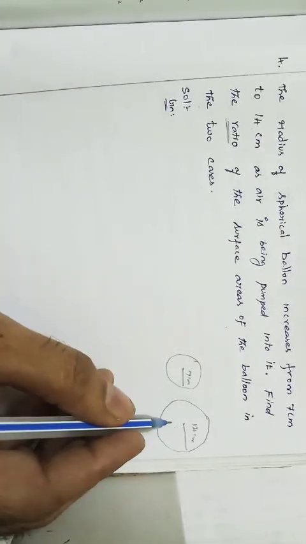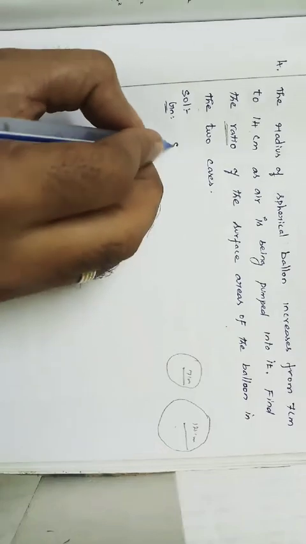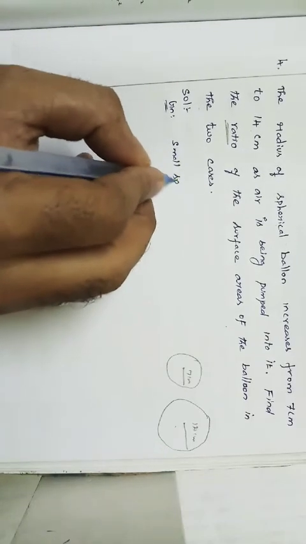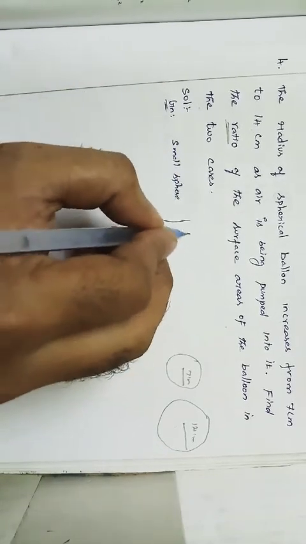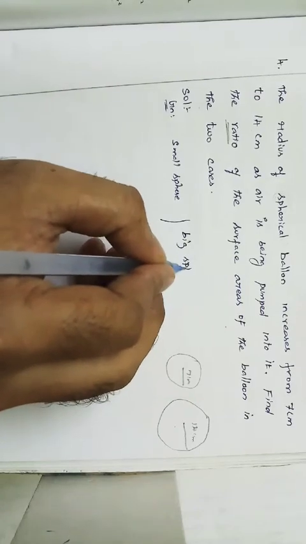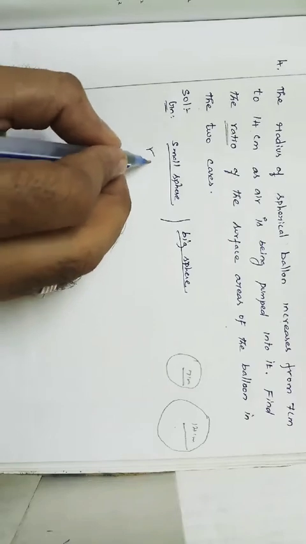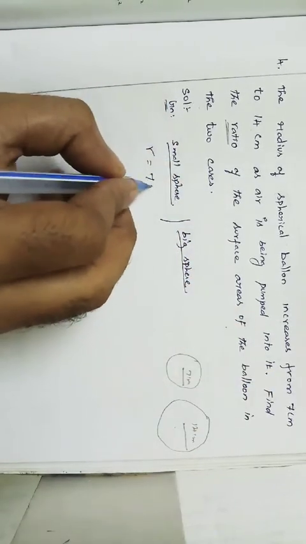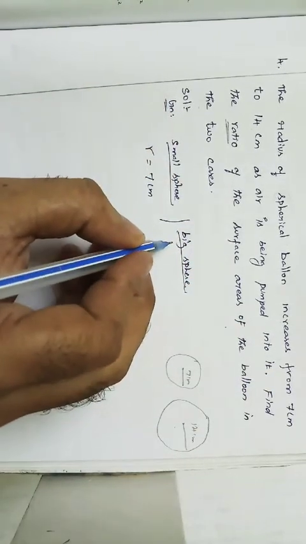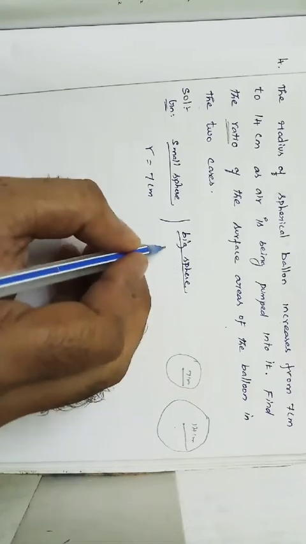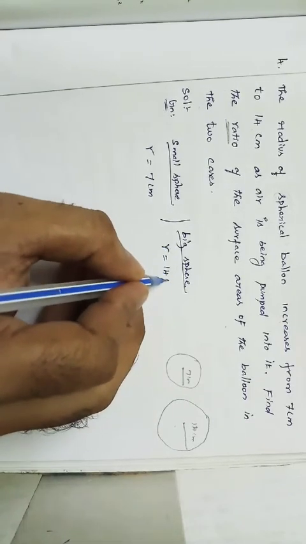So, as given, we have two spheres, a small sphere and a big sphere. We have two shapes separately. What is the radius of the small sphere? r is equal to 7 centimeters. And the big sphere, what is it? R is equal to 14 centimeters, right?